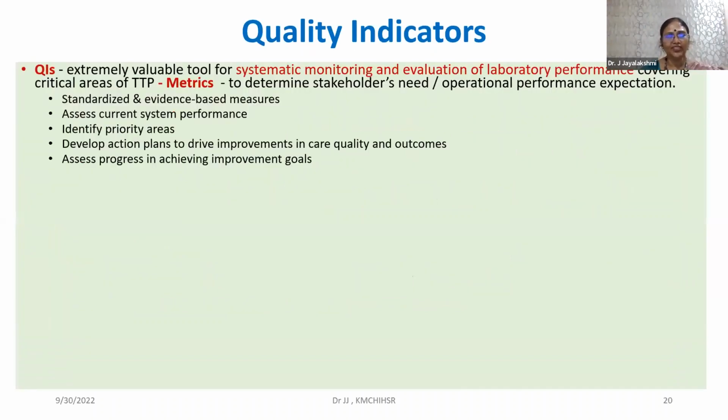Now, what are these quality indicators, and what do they also encompass? They are an extremely valuable tool for systematic monitoring and evaluation of laboratory performance, as described by the CLSI 2012 document, which covers the critical areas of the total test performance that you look for. Okay, so in the entire process, you look for those key points where you have issues or pain points, and those are the critical areas.